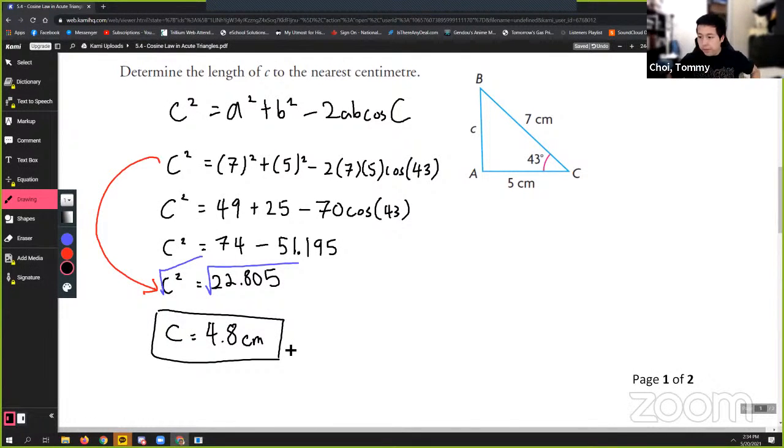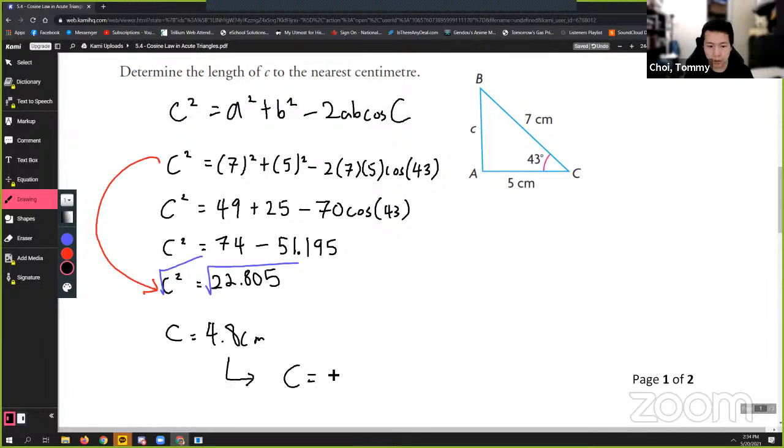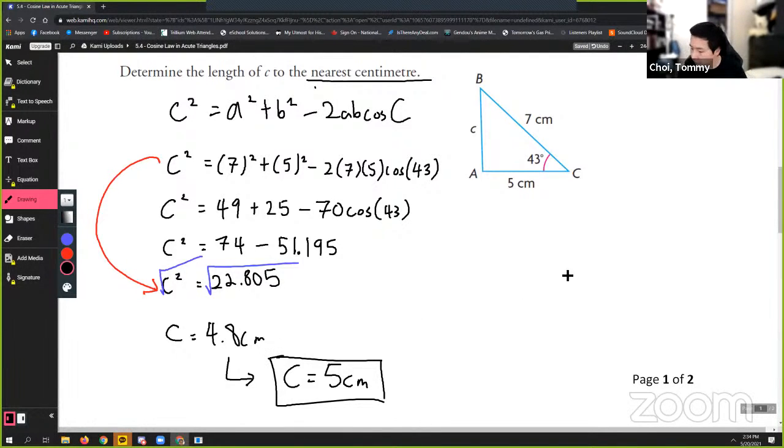Any questions? Oh, that's true. Nearest centimeter. That is correct. Yeah. 4.8 centimeters, which is rounded to the nearest centimeter, 5 centimeters. Thank you, Brooke, for catching that, because it's to the nearest centimeter. So 5 centimeters would be your answer for this one. Any questions?